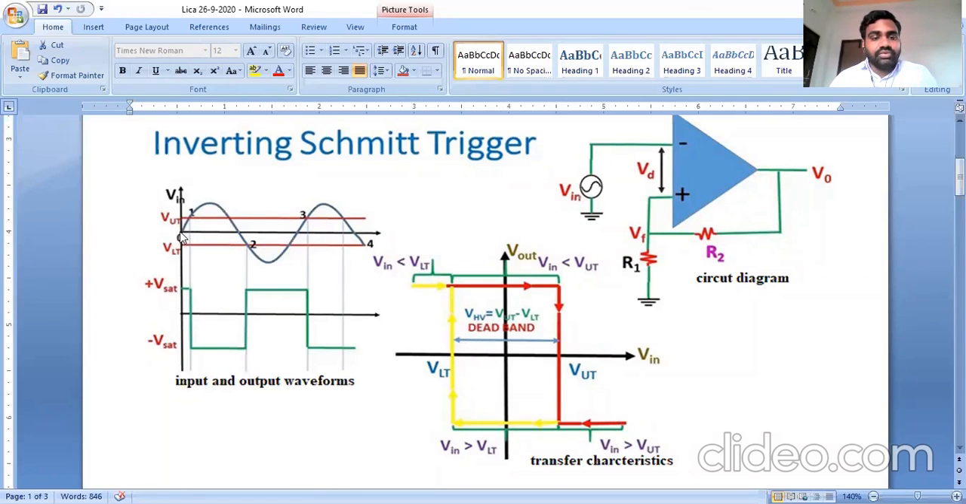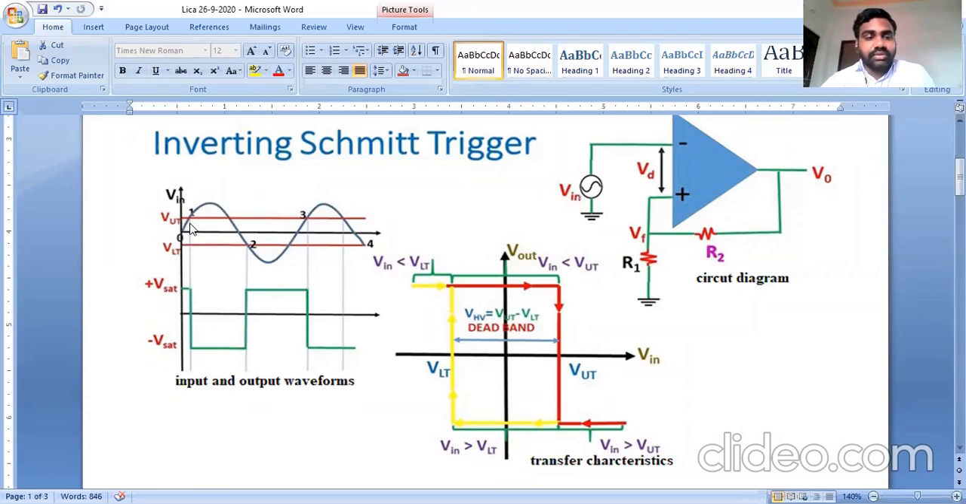We will see that here the input voltage is 0, and this red dotted line is the upper threshold voltage. When the input voltage is less than the upper threshold voltage, at that condition we have a positive V saturation. Then, after crossing instant 1, the input voltage is greater than the upper threshold voltage. In the previous condition, the input voltage is less than the upper threshold voltage. That's why the output is high, or plus V saturation.